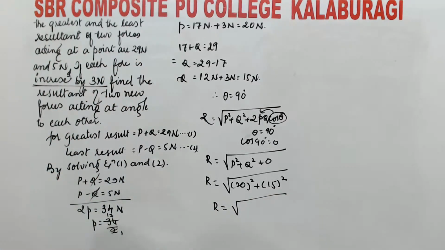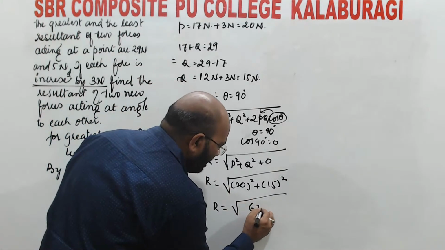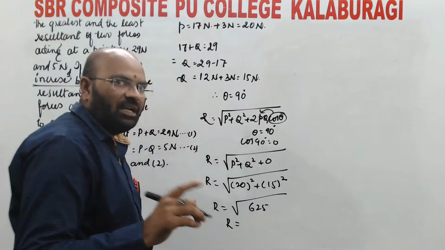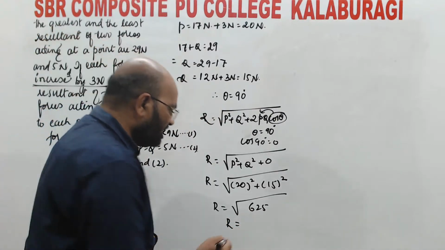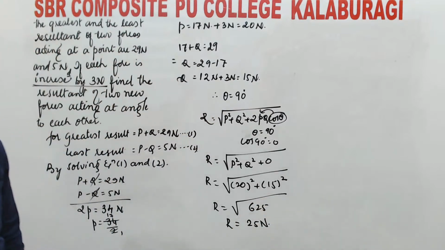R is equal to under root of 20 whole square plus 15 square, and now we get under root of 625. If you solve this, the resultant will be 625 under root. 25 times 25 is 625. So the resultant is 25 Newton. We got the resultant as 25 Newton.